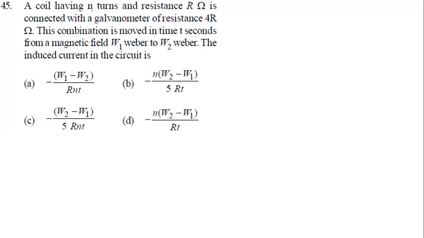A coil having N turns and resistance R is connected to a galvanometer of resistance 4R. This combination is moved in time t seconds from the magnetic field region W1 to W2. Find the induced current in the circuit. Whenever we need to find the induced current, we first need to find what? The change in flux.